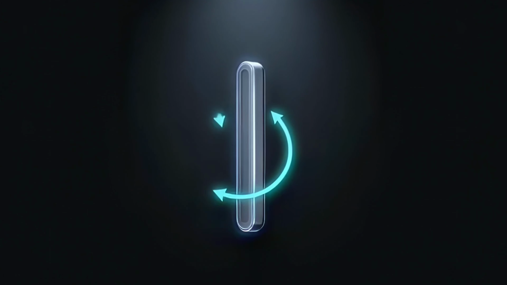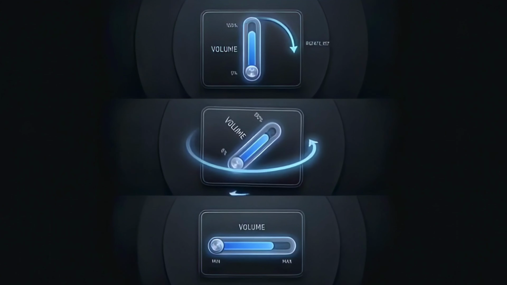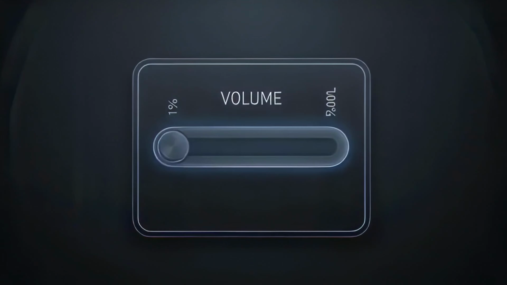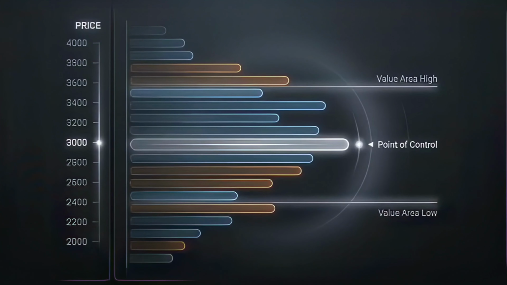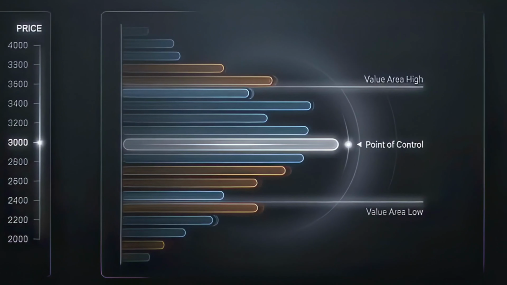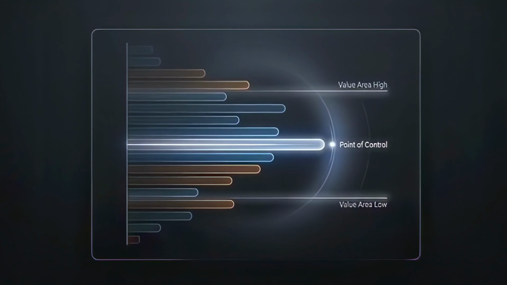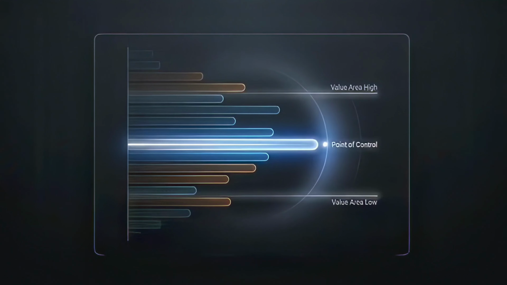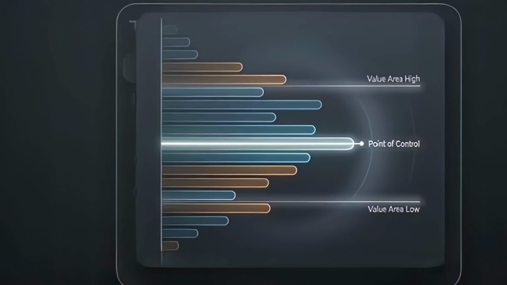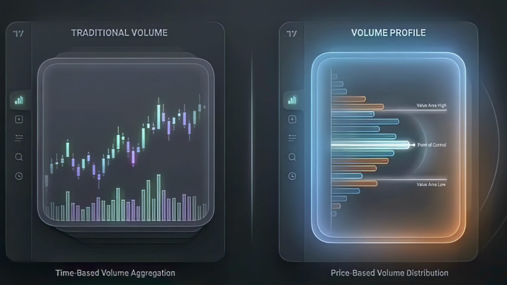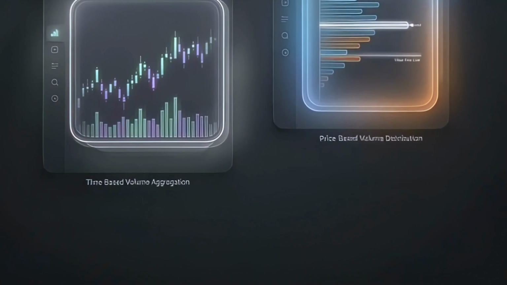Here's the simplest way to picture it. Take that normal volume bar and turn it on its side. Now, instead of showing volume over time, it shows you volume at every single price level. So you can see at a glance exactly which prices the big money cared about and which ones they ignored, where the real fighting happened. That is a completely different way of seeing a chart, and once you see it, you can't unsee it.